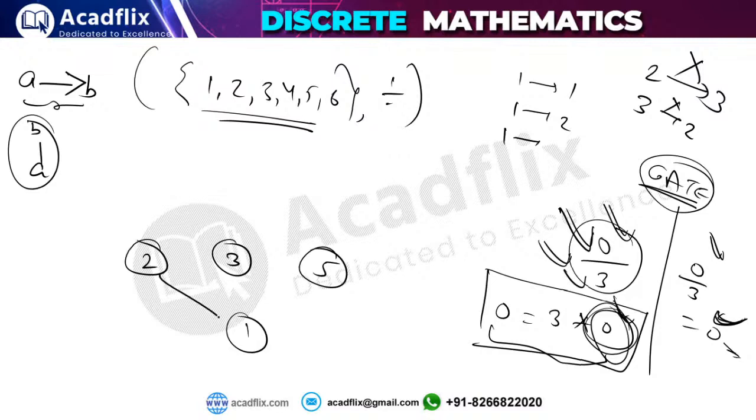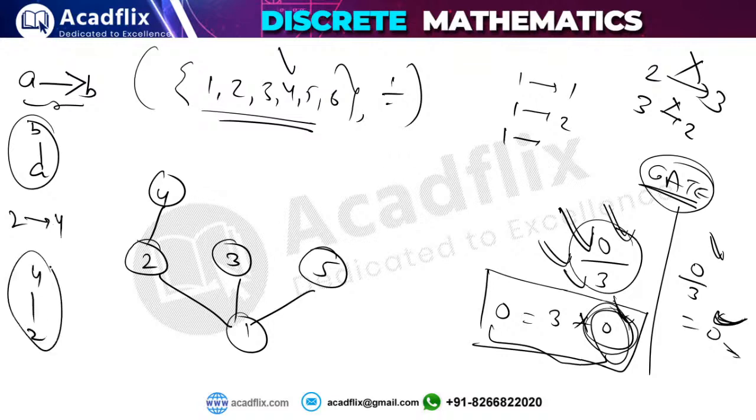But remember, 1 is related to everything, you can see. Now what is the element that is remaining? The element that is remaining is 4. So you put 4 here. Why am I putting 4 here? Because 2 is related to 4, that is the reason. 2 is related to 4, that is why I am putting it like this.